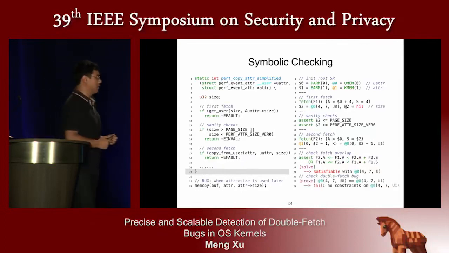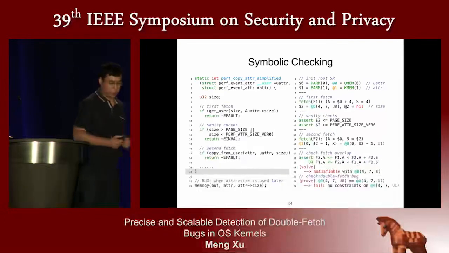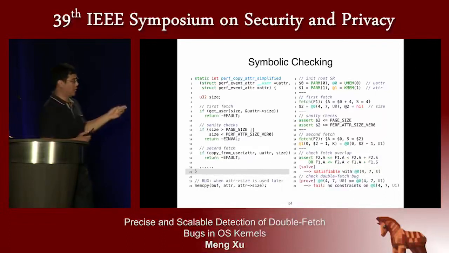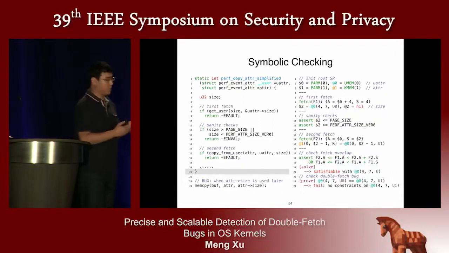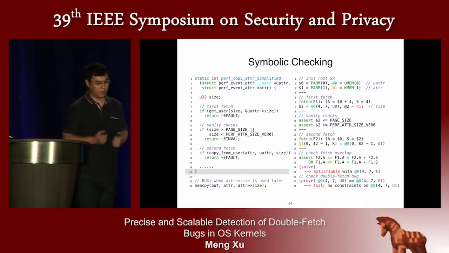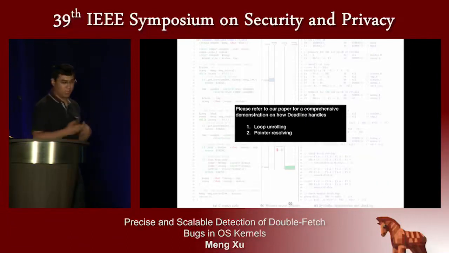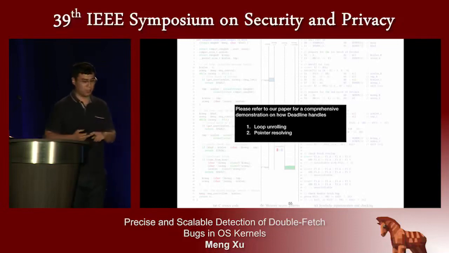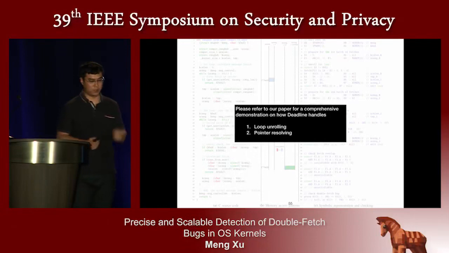The next thing you prove, or disprove, is whether the two fetches, the first one and the second one, are the same. It turns out there is no constraint in this function showing that these two fetches have to be the same. Therefore, we conclude that this is a double fetch bug, because a data dependency is established, but we cannot prove that the values fetched across the two fetches are the same. We actually have a more complicated example in the paper, which shows how we do loop unrolling and some simple pointer resolving. If you're interested, feel free to refer to our paper.